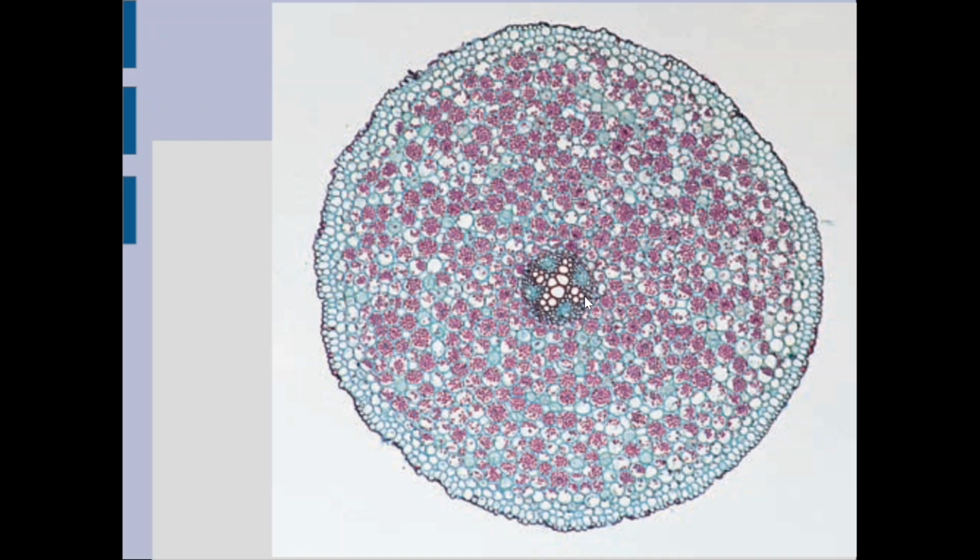The epidermis is a single layer of cells, like in most of the herbaceous eudicots, and it protects the tissue and covers the roots. And root hairs will grow from the epidermis because they are modifications of the root epidermis.